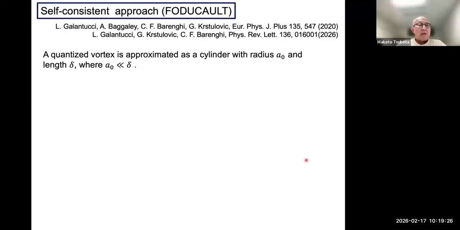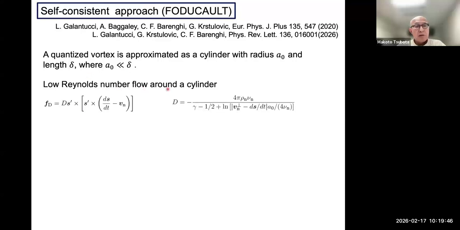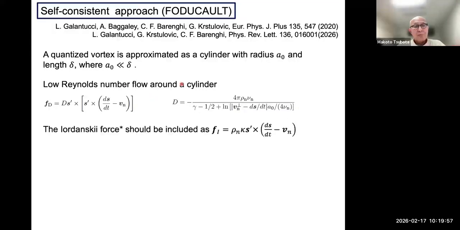But recently, Luca Galantucci's group proposed another important approach for the formulation. Then, the quantized vortex is approximated as a cylinder with radius a0 and length delta, where a0 should be much smaller than delta. By using the low-Reynolds-number flow around the cylinder, the drag force is written something like this. And the coefficient D is given like this, by using the Reynolds number flow. And in this case, the Iordanskii force should be included.